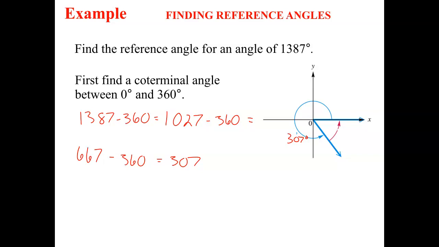So 307 is my angle. If I were to do a full rotation and finish this pink line here up to here, what's that angle measure? 360. So how do I find the difference between 360 and 307? Subtract it. A whole lot of subtraction going on. 360 minus 307. 53. So our reference angle is 53 degrees.